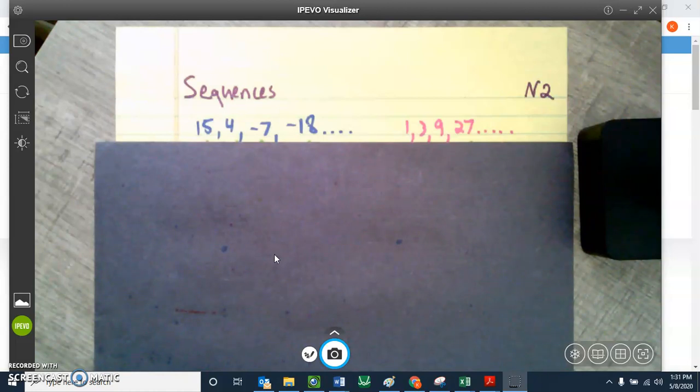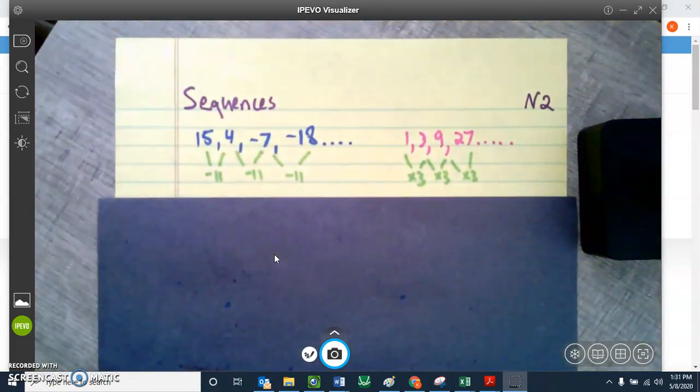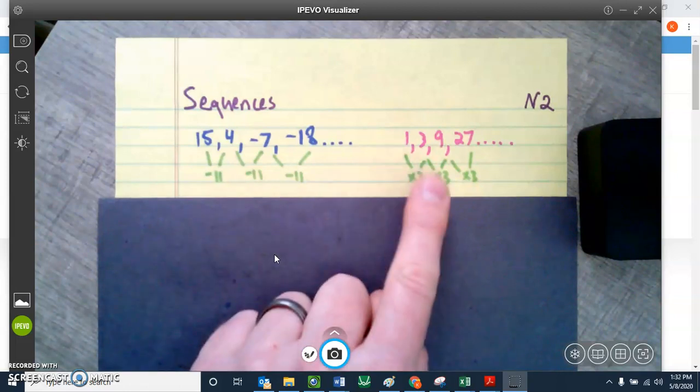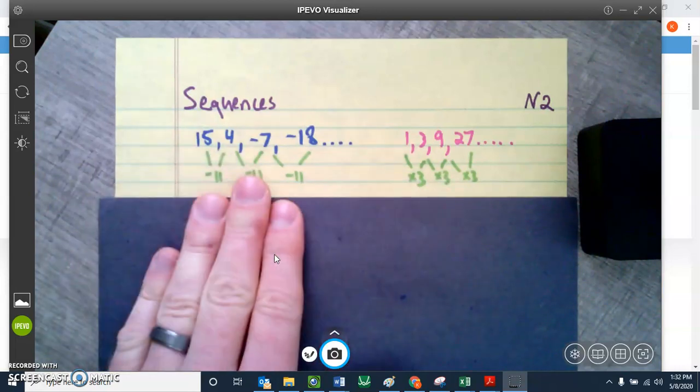The first type, we are subtracting 11 each time, or we're adding a negative 11, if you want to think of it that way, each time. And the other one, we're multiplying by 3. This one is called a geometric sequence, and we'll talk about those in greater detail next week. This is the one we're going to focus on today.